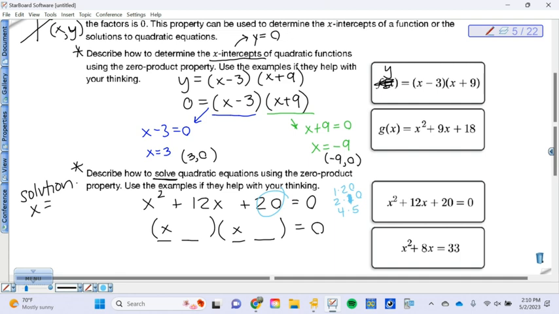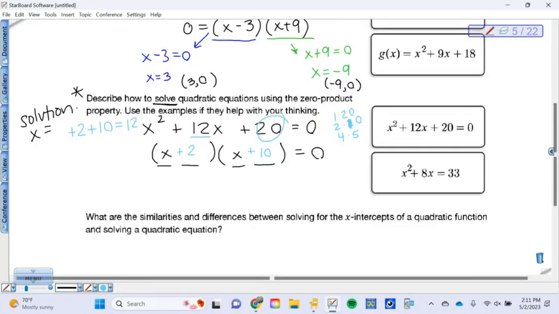Why does it have to be 2 and 10? Because that equals 20. Perfect, right? A positive 2 and a positive 10 is going to get me to that middle number 12. So my factors then become x plus 2 and x plus 10. Now, that's where we've stopped before, but now we've got to keep going because we need to figure out the solutions. What values of x would make this true?